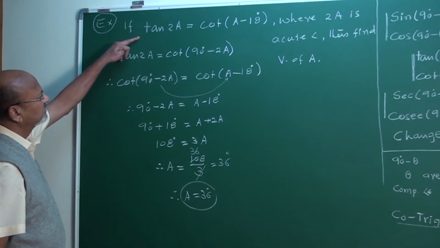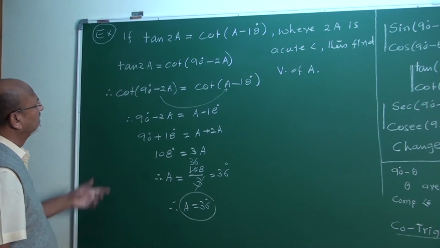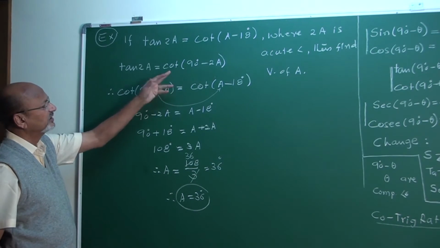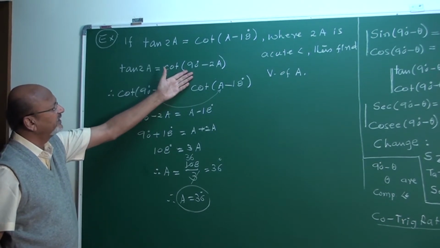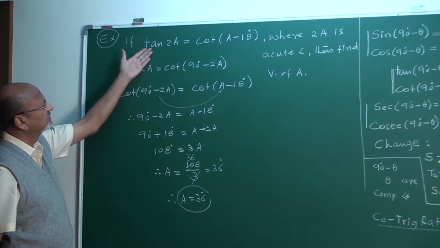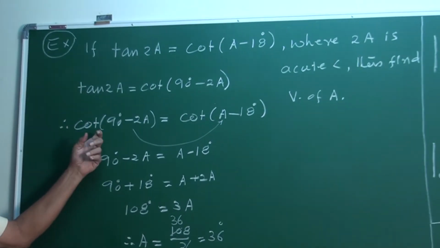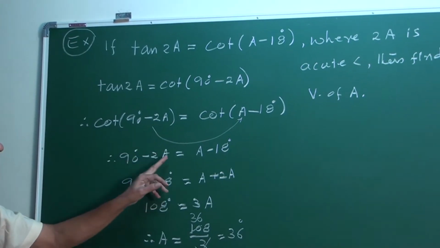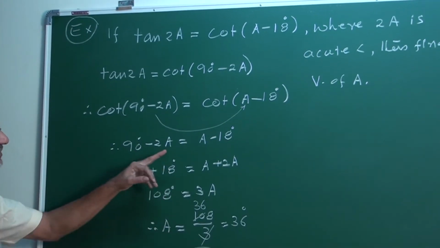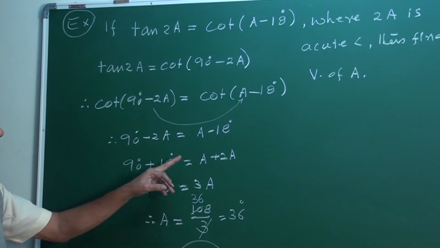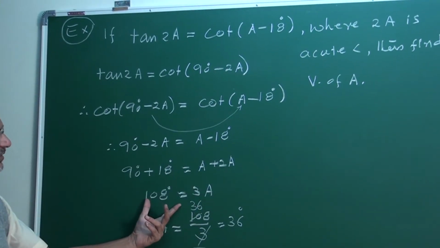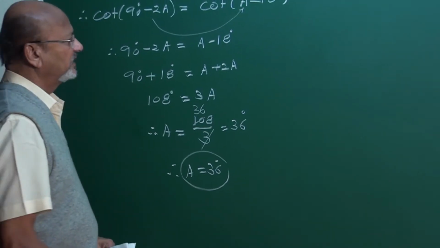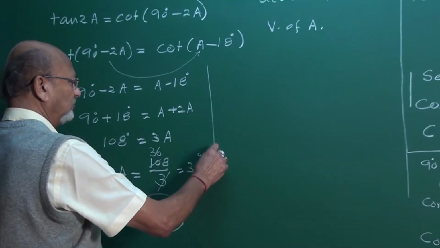This is given, you have to find the value of a. Tan 2a is what? Cot of (90 minus 2a). Otherwise, you can write cot of (90 minus 2a) is tan 2a. Substitute the values. So cot (90 minus 2a) is cot (a minus 18 degrees). Angle equal to angle. Simplify this: minus 18 this side, minus 2a this side. Simplifying further, you get the value of a is 36 degrees. Yes, my friends, this is the first example.